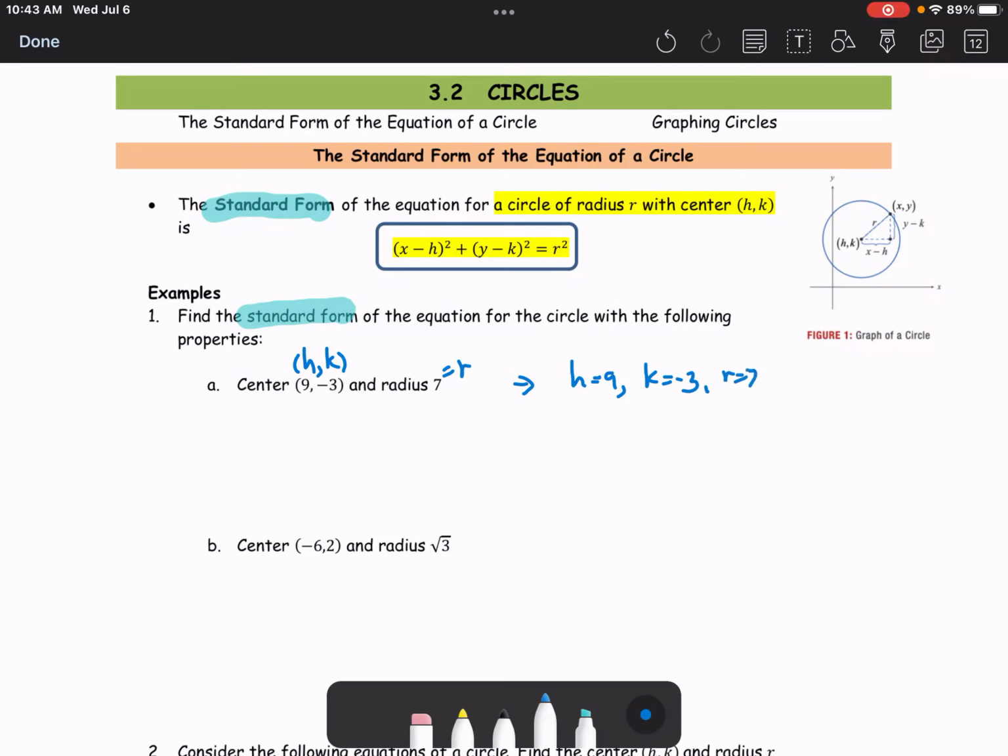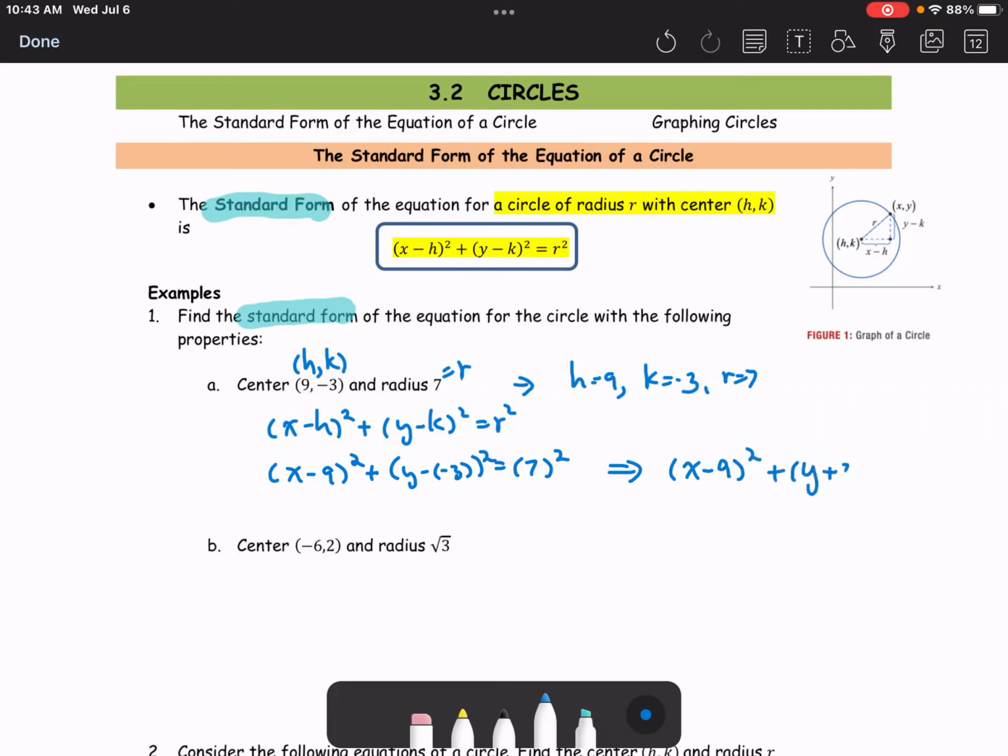The standard form is in the form of x minus h squared plus y minus k squared equals r squared, where h is 9, so it's going to be x minus 9 squared, and k is -3, so it's going to be y minus -3 squared equals r, which is 7, so 7 squared. Therefore, the equation will be x minus 9 squared plus y plus 3 squared equals 49.